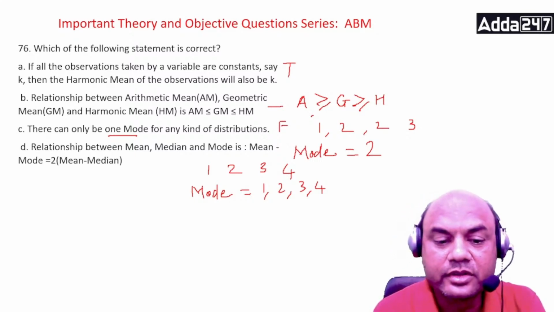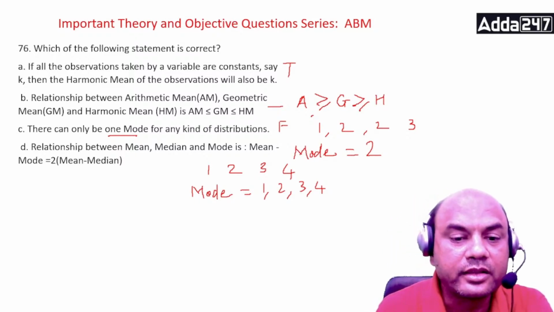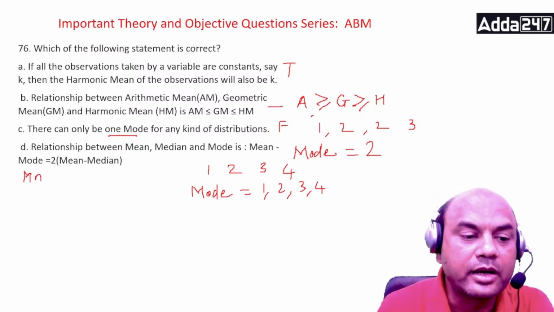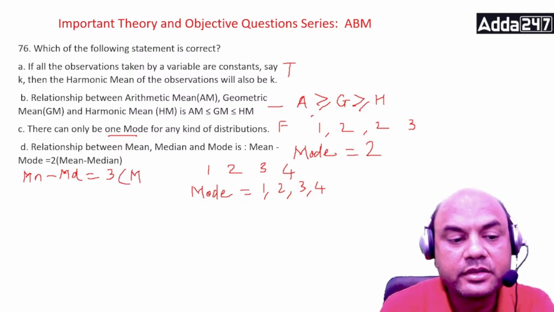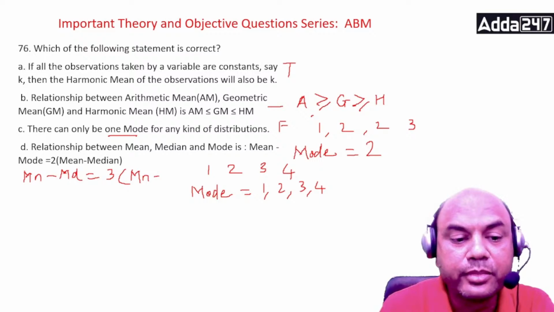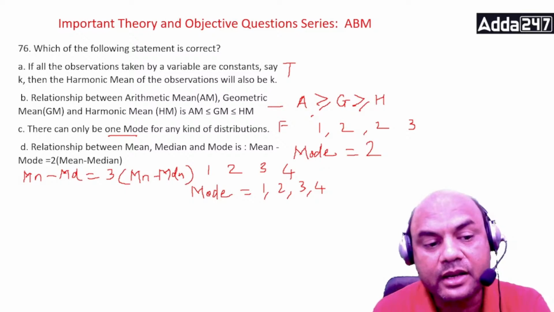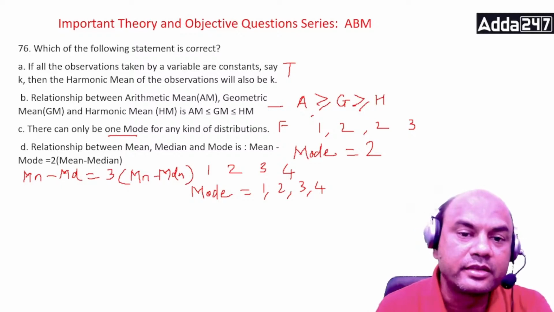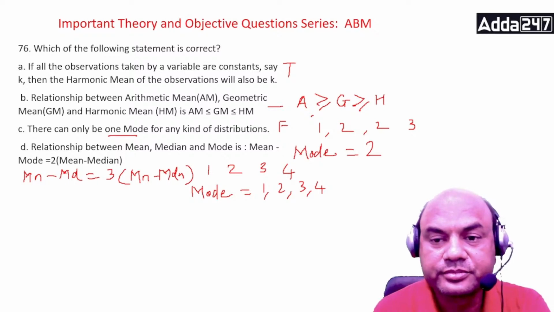Is it so? What is the answer? The real answer is mean minus mode equals 3 into mean minus median. I'll write mean minus mode, MD, equals 3 into mean minus median, MDN. So this is the exact relation: mean minus mode equals 3 into mean minus median. This is the exact answer. Got it, everyone? Move on.